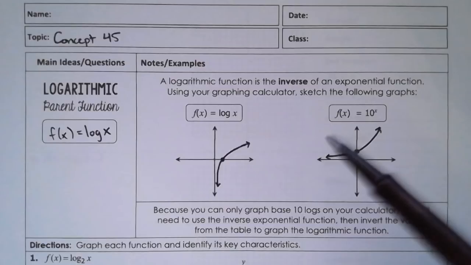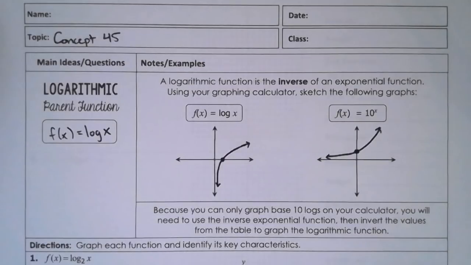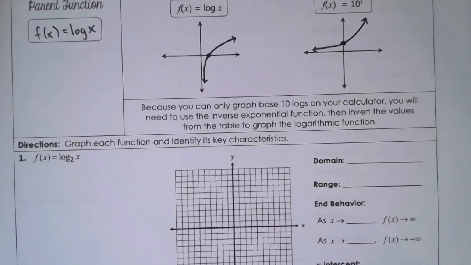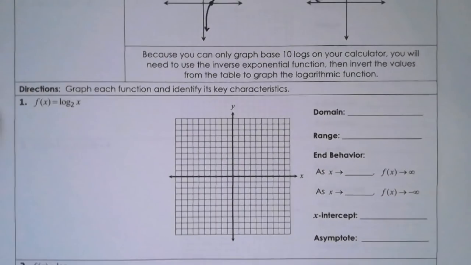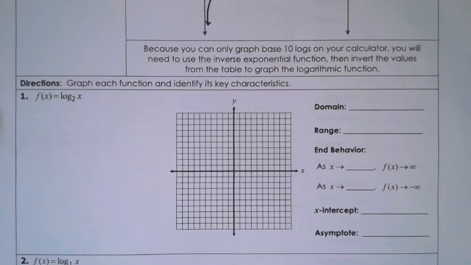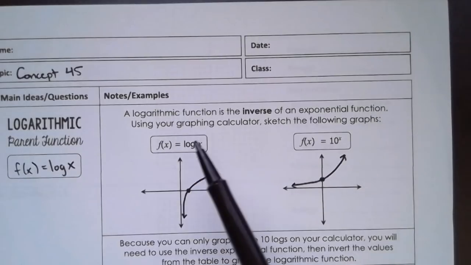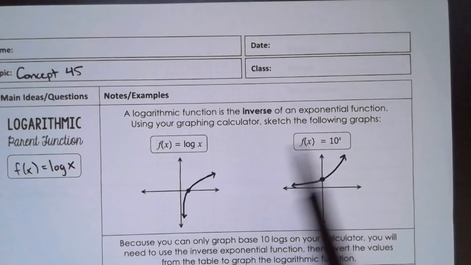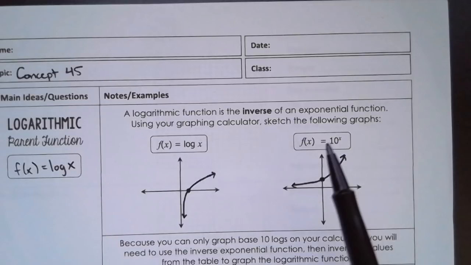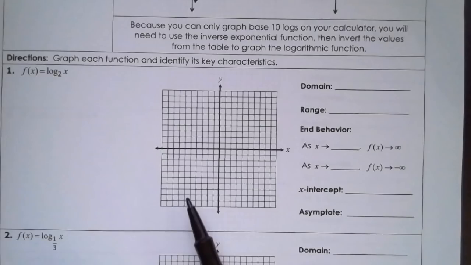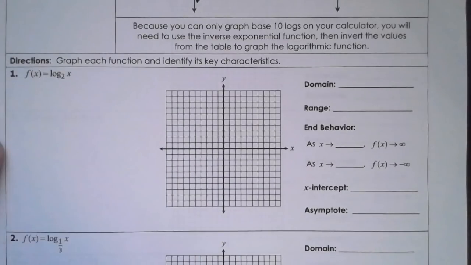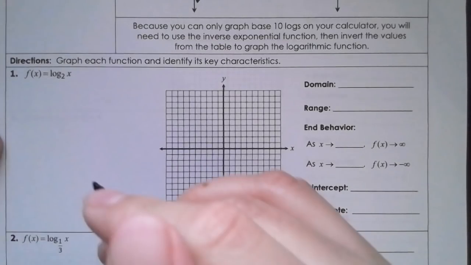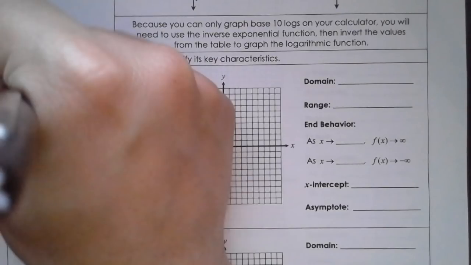For our first example, it says graph each function and identify its key characteristics. So I'll be using this idea here, relating the log and the exponential function. It says graph f of x is equal to log base 2 of x. So the exponential function would be f of x is equal to 2 to the x.